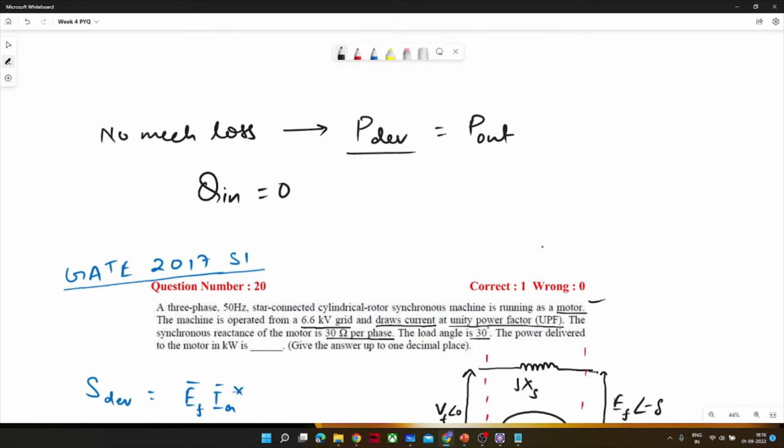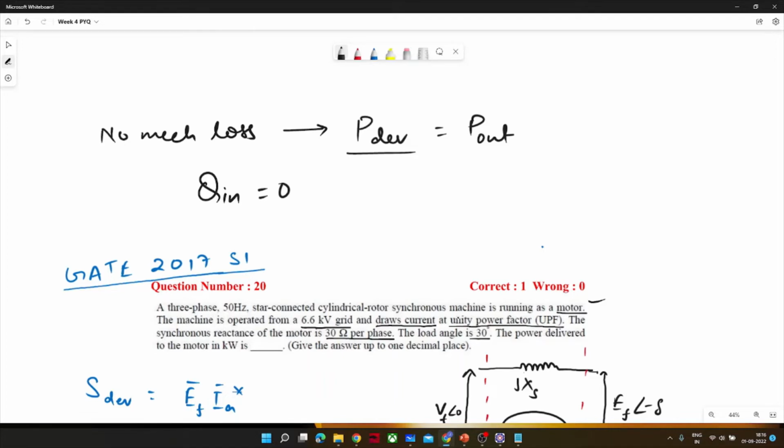It means it has nothing to do with reactive power. Now, the synchronous reactance of the motor is 30 ohm per phase. Okay, fine. The load angle is also given. We have to calculate the power delivered to the motor. So what would be the power delivered to the motor?